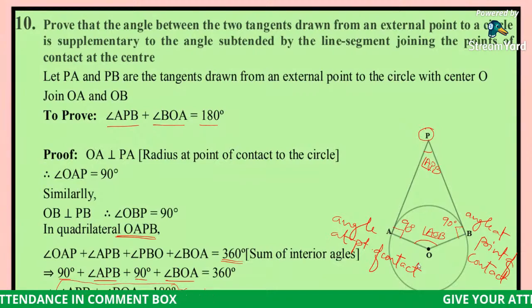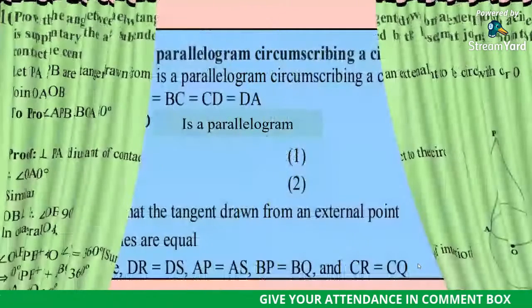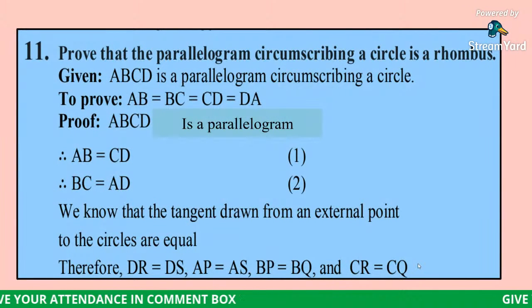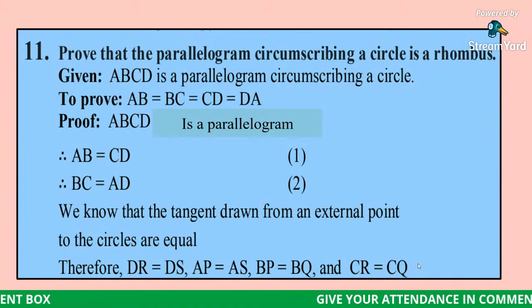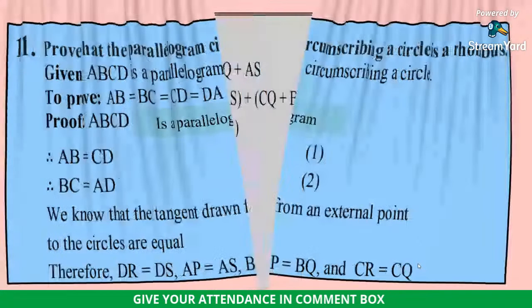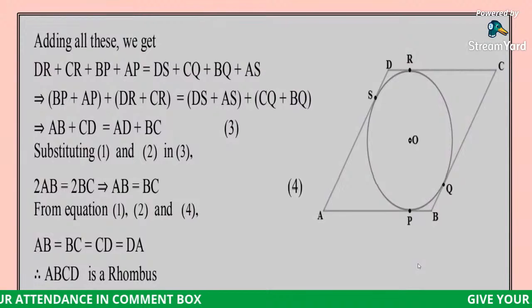Your next question is again a similar question where you are going to prove that a parallelogram circumscribing a circle is a rhombus. Whenever you are going to circumscribe a circle, definitely that quadrilateral should be a rhombus. That we have to prove.